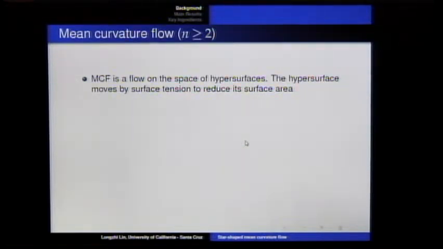As we see, the mean curvature flow is a flow on the space of hypersurfaces. You can think about it as the directional derivative of the area functional on the space of hypersurfaces. It moves by the surface tension to reduce the surface area. It first arose in material science, where people used the mean curvature flow to model the change of the shape of a surface in a melting metal, for example, when the temperature is really high.